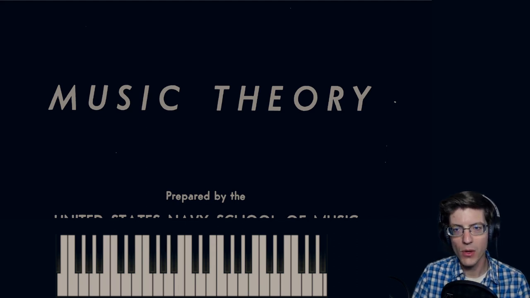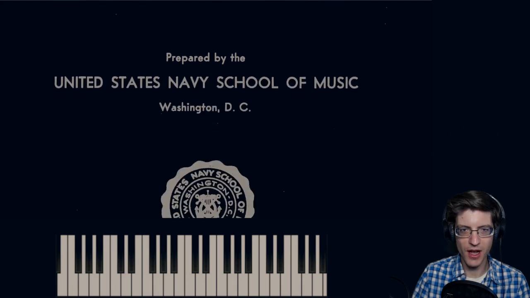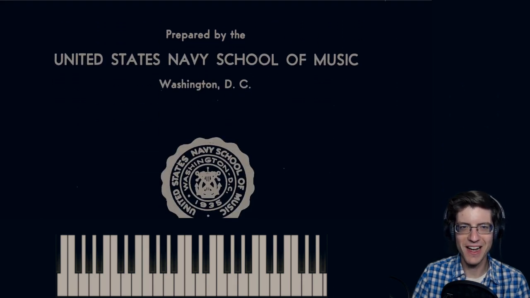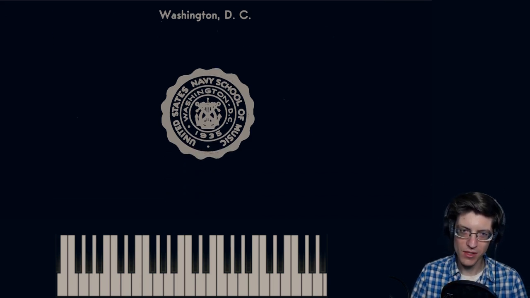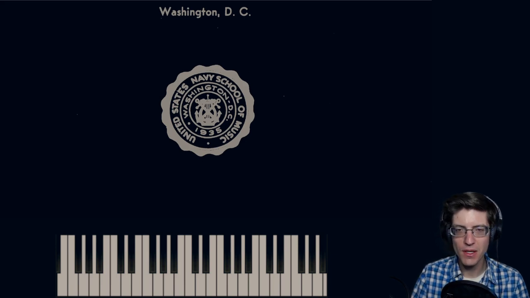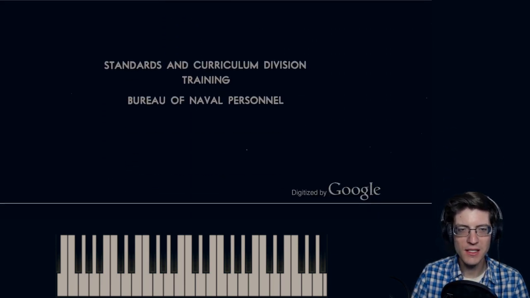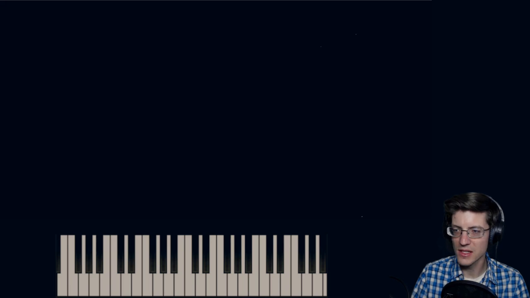in that we're going to be working through the music theory book that has been provided by none other than our gracious U.S. military, the United States Navy School of Music. This is their seal for 1935, but the book, I believe, was written in 1950, so it's in the public domain.